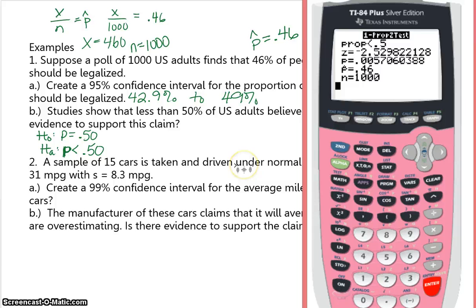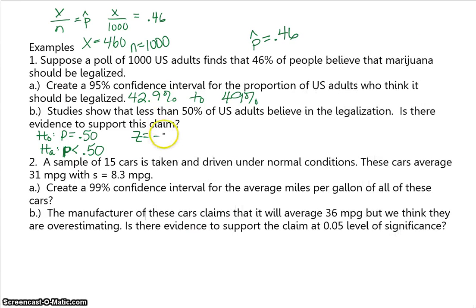I'm going to go to calculate, and I get a Z of negative 2.53 and a p-value of 0.0057. So I'm going to write those down. And then, of course, I can draw my conclusions and such based on that.